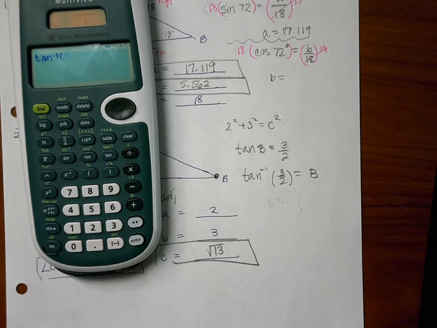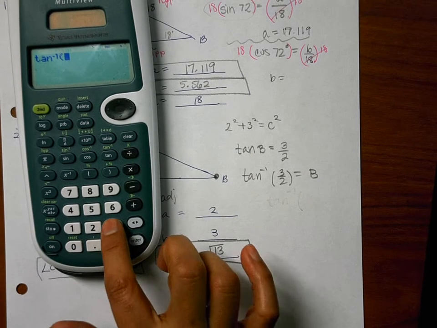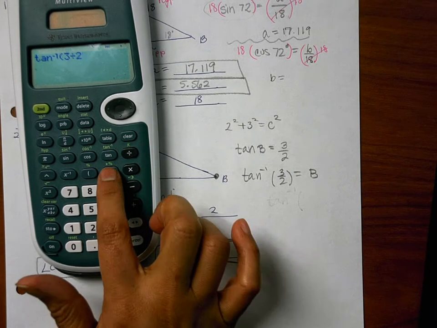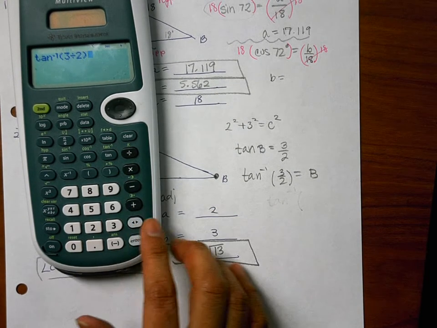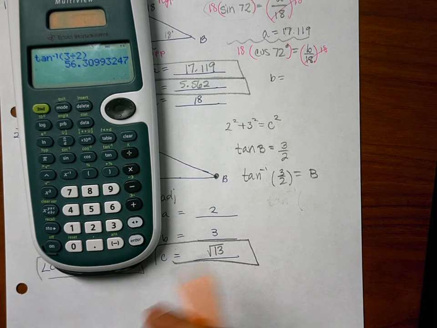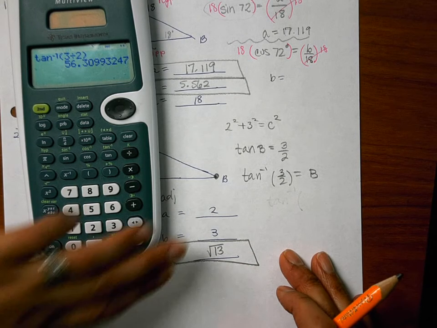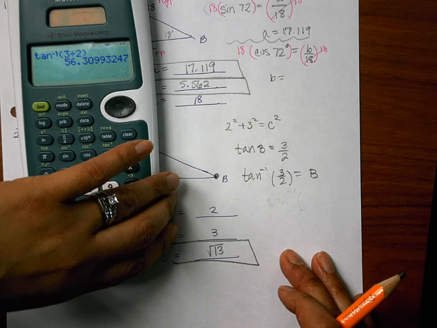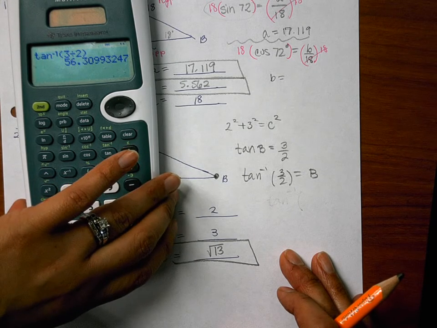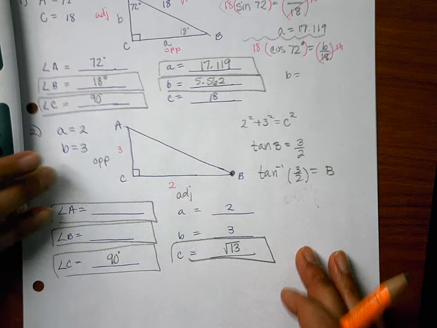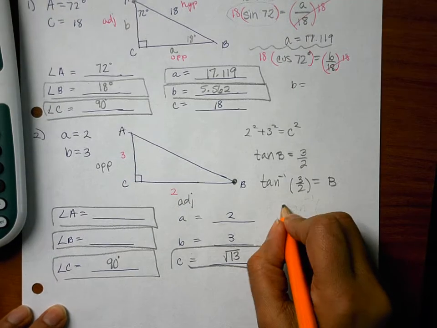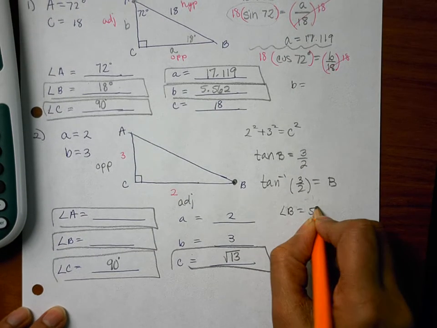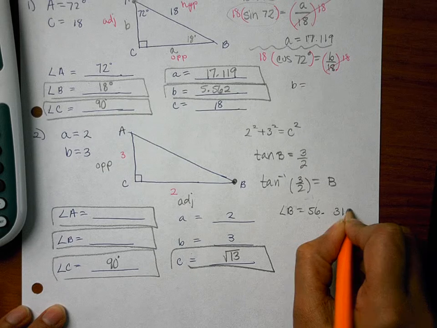So what's the fraction I'm going to type in? 3 divided by 2. Don't use your fraction key because sometimes it messes up when there's decimals. And what is my angle? 56.3. If I round that, it'd be 56.310 degrees.